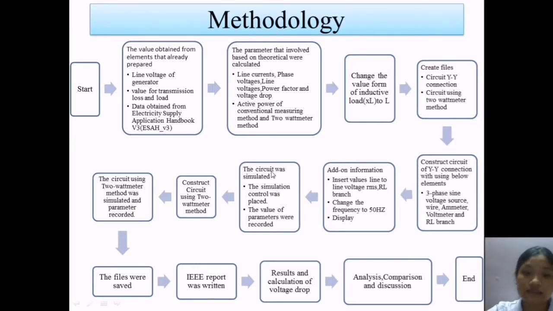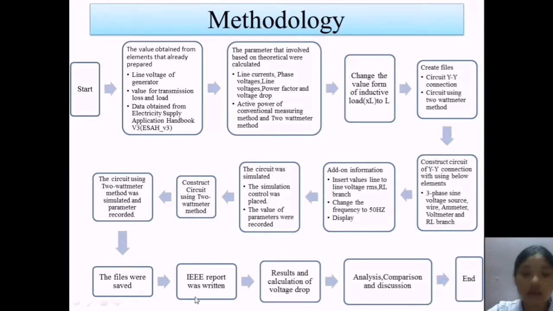The next step is that the circuit will be simulated. So I will put the simulation control in this circuit. The values of the parameters will show in the simulation file and will be recorded. Next, we will construct the circuit using the 2-wattmeter method related to the measured active power. The circuit using the 2-wattmeter method is simulated, and the simulation file will show it, and I will record the parameters. Next, the files of these two circuits will be saved, and the simulation file will be saved. And I will begin to write the IEEE report.